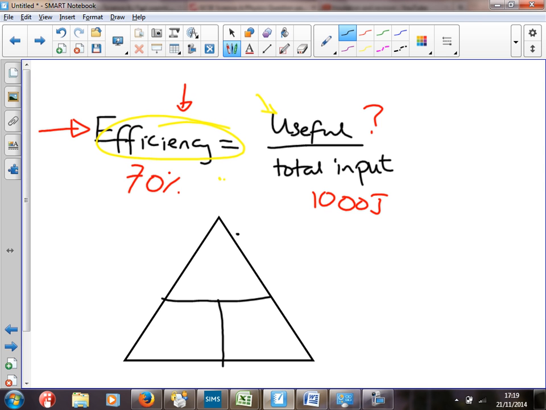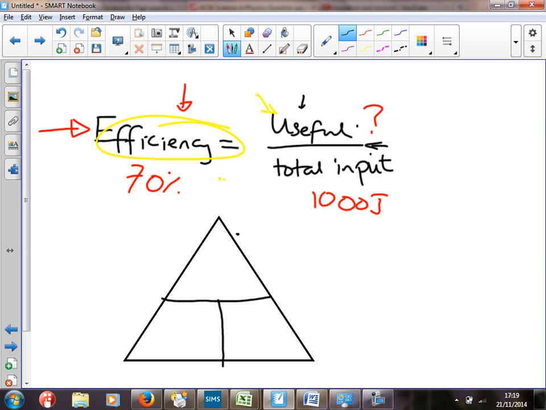So we know there's a rearrangement going on. We're looking for the useful energy, but we don't know how to get there. So what you do is you take a step back and you look at that equation as it's written on the page. And what you've got is efficiency equals, and then on the right hand side you've got something over something. You've got a line in the middle dividing them.